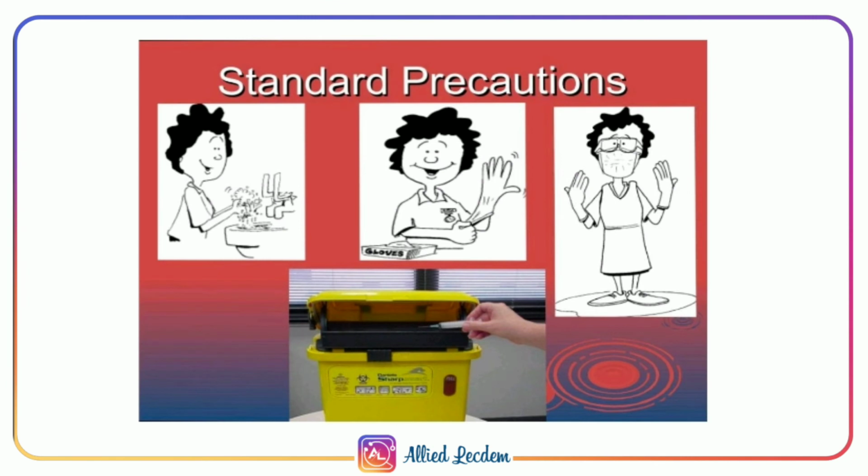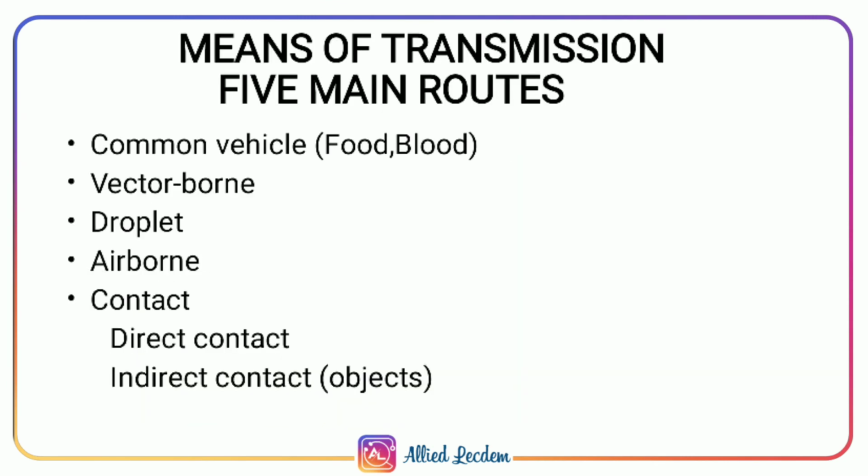Standard precautions. Means of transmission, five main routes. First one is common vehicle through food, blood. Next one is vector borne. These are infections transmitted by the bite of infected arthropod species such as mosquitoes, ticks, etc. Next one is droplet. Next, airborne.